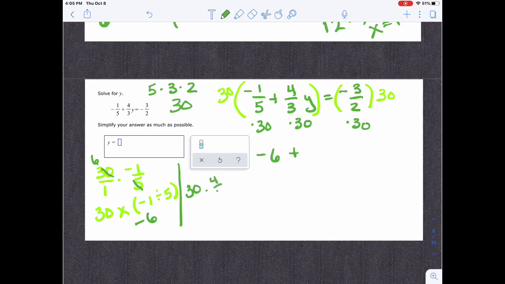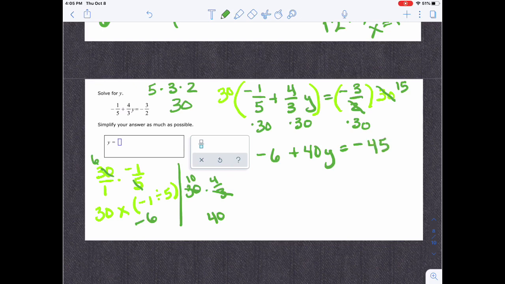So I have negative 6 plus, and then the next little piece that you're doing is 30 times 4/3. Don't worry about the y, you're just going to put it on there, right? 30 and 3 cancels out, and you get 10 times 4 is 40. Do it in your calculator if you want to. Okay, and then when I do this, up here 30 times negative 3 over 2, then I have 15 times negative 3 is negative 45.